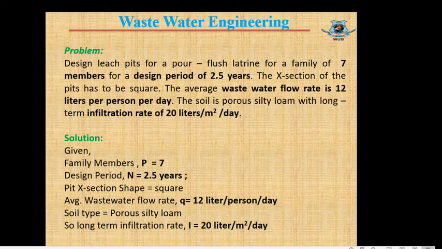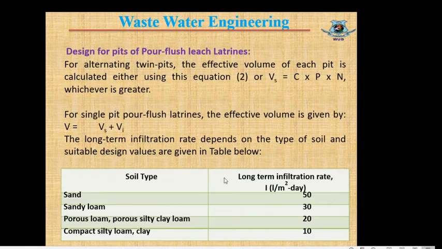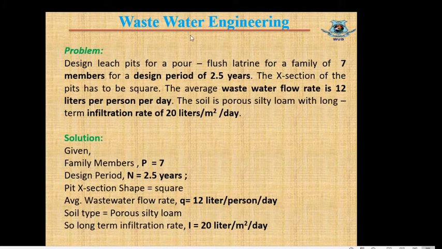The soil is porous silty loam, with a long term infiltration rate of 20 liter per meter square per day. From the table of infiltration for porous silty clay loam, the infiltration rate is 20, and from this table the value of 20 has been fixed.